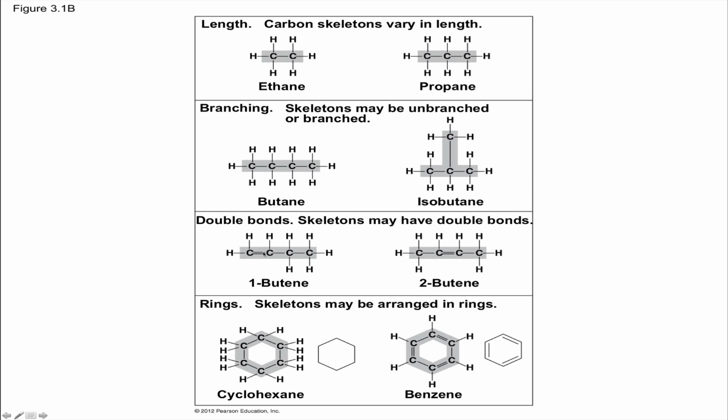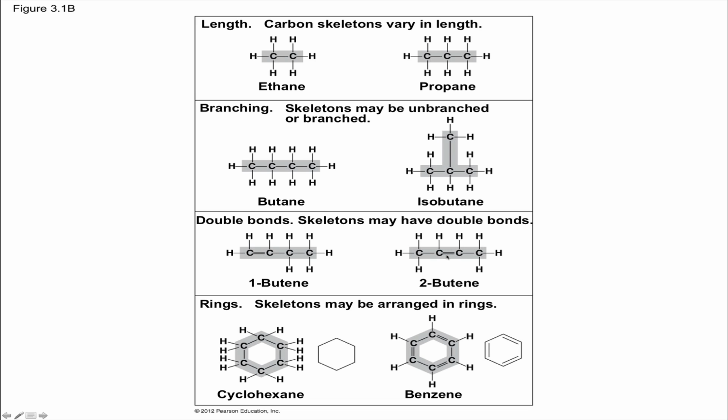Something else that can happen, that'll affect the shape and the angles, and in return changes the entire function of this compound, will be bonds, and where these bonds are found. Over here, between the first and second carbon, you have 2 lines. This is a double bond. We call this 1-butene because it happens at the first carbon. This is at the second carbon, 1, 2, so we call this 2-butene.